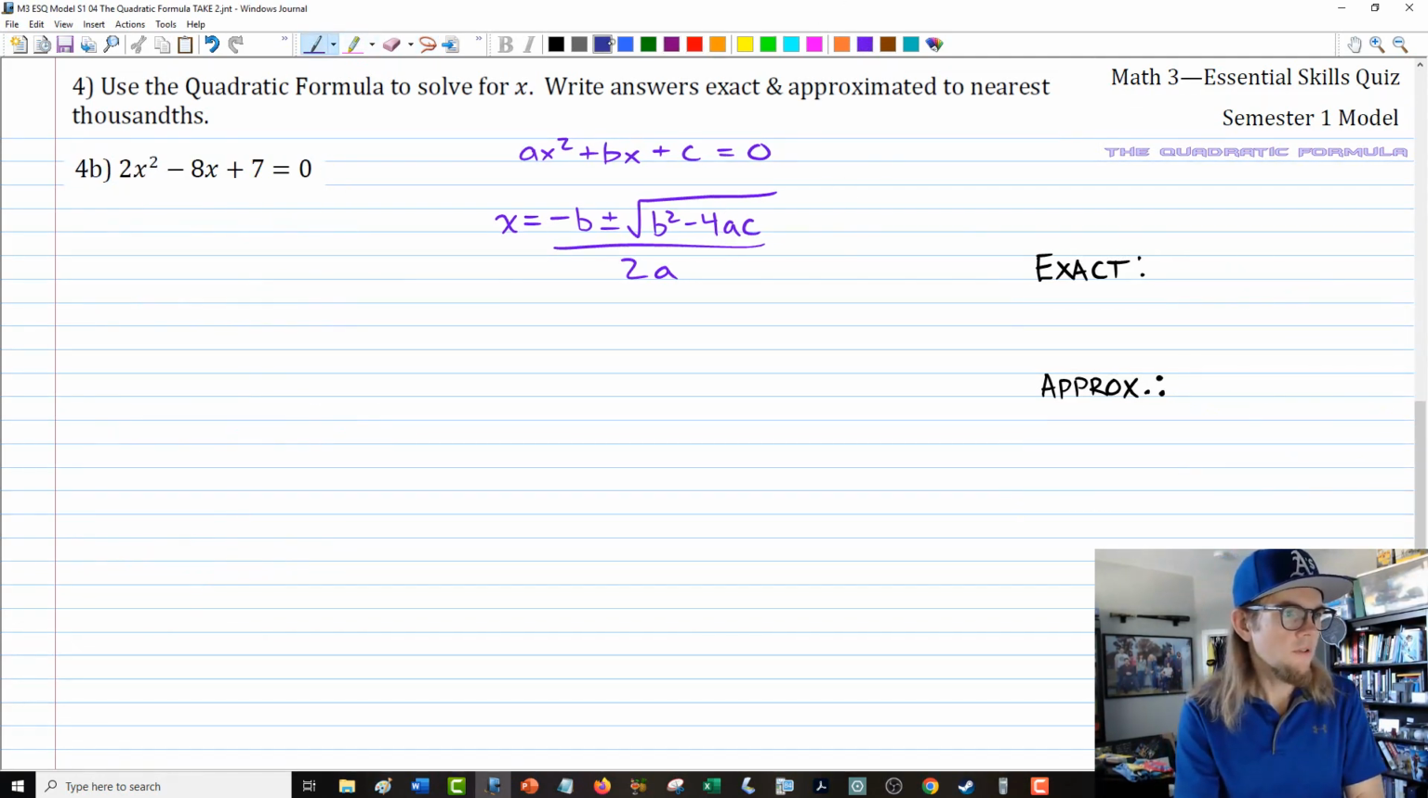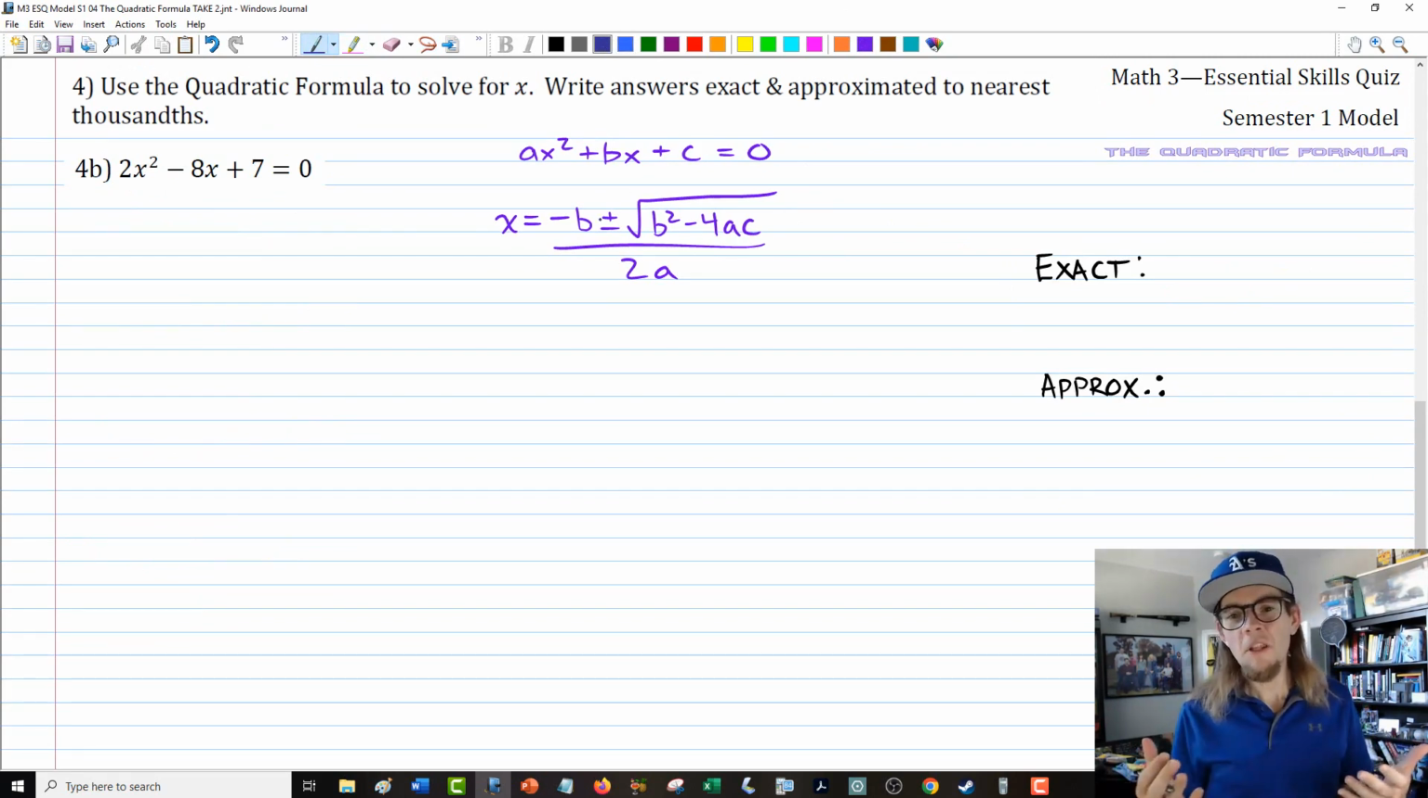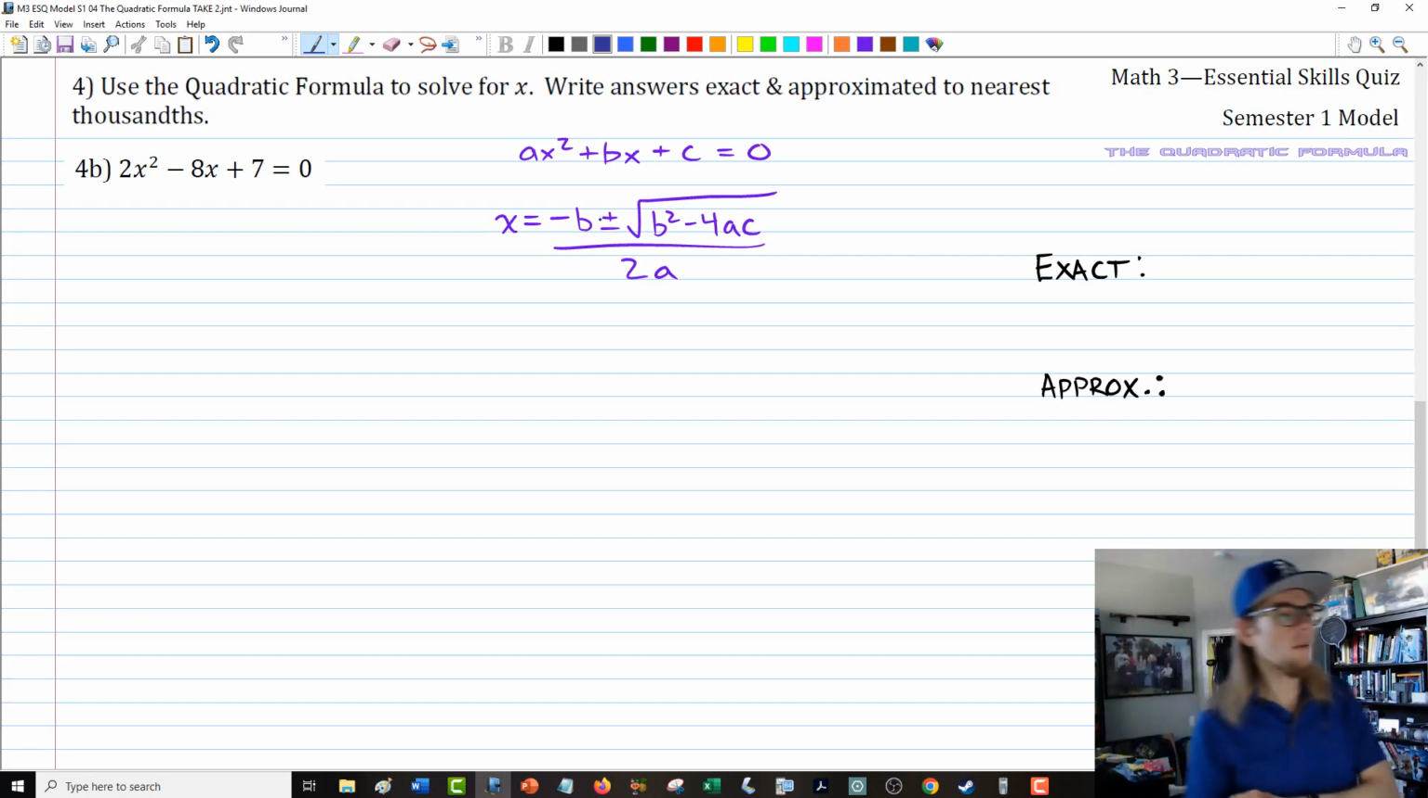That next brings us to question 4b, which is again using the quadratic formula. Not really any variation here. We're going to follow the exact same process that we did before. The only difference is some of our constants here, our a's, b's, and c's, might actually be negative. We'll have to account for that a little bit.